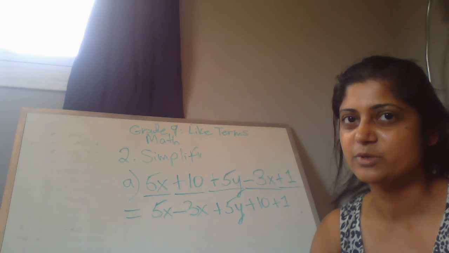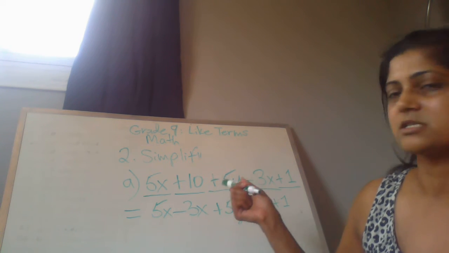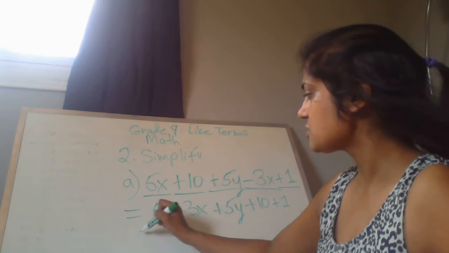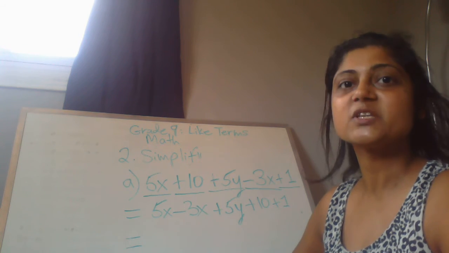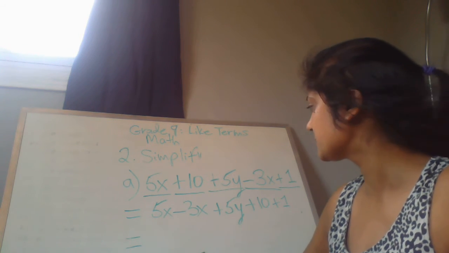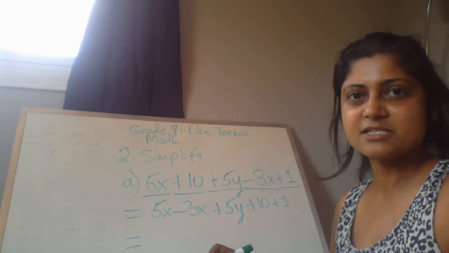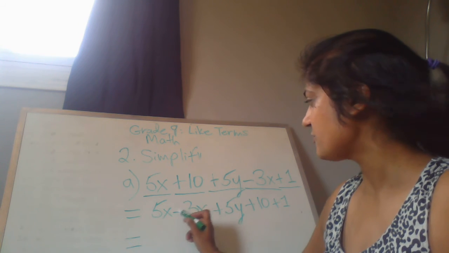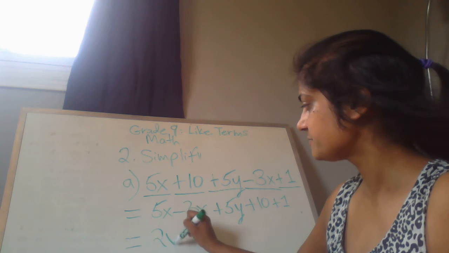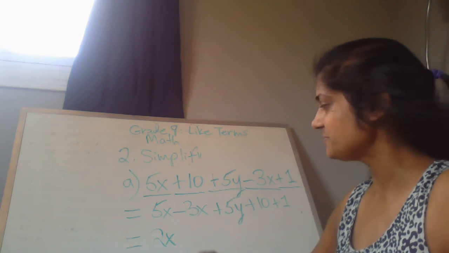So we have to make sure we're not just going to leave it like this. The question is going to say simplify. So this is you putting the like terms together. Then I'm going to add or subtract it. So I'm doing 5x take away 3x. 5 minus 3 is 2x. So it looks like that.